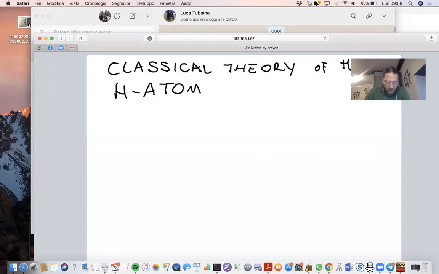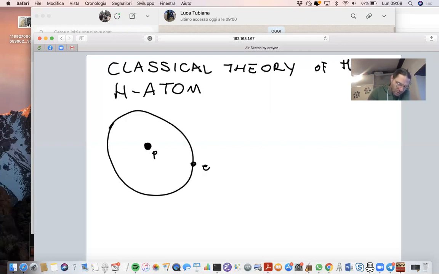So let's assume we have sufficient experimental information available to know that the structure of the hydrogen atom is one in which I have a charged point particle in the center and a negatively charged particle, the electron, orbiting sort of around the center.